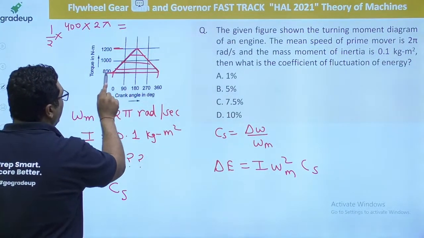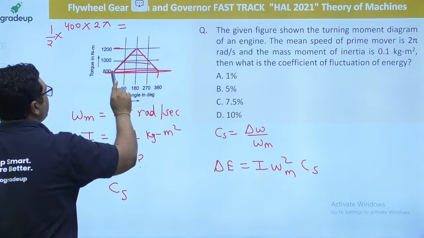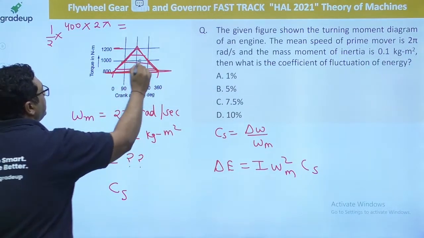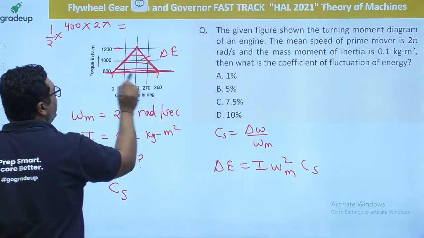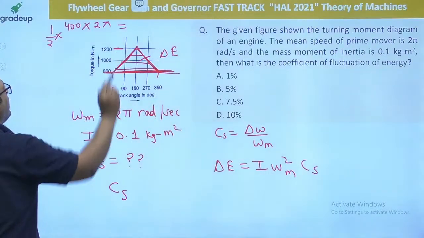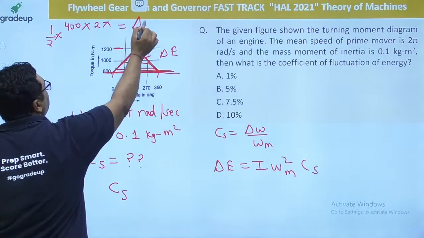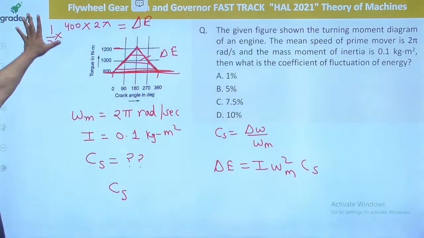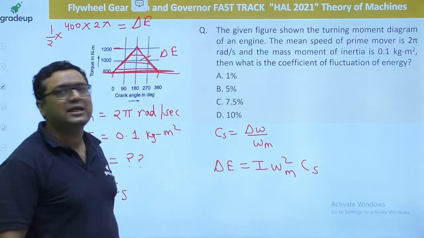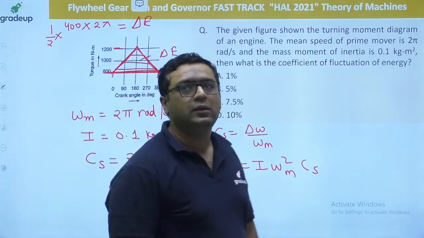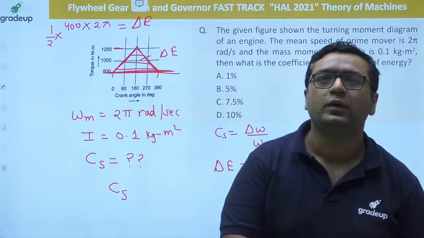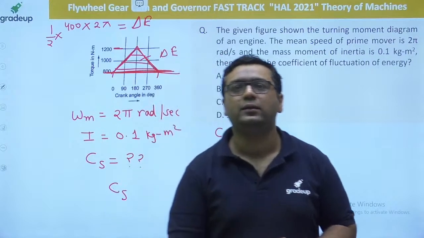Basically it is shown that this is the value of mean torque given, and this is delta E given. It is delta E directly given because this is the mean torque value 800. So you need not find out the mean torque. This is directly delta E. So when you equate this delta E with I omega mean square CS, you will get the value of CS.